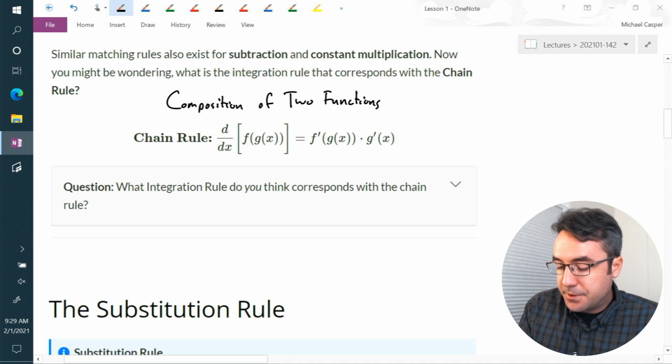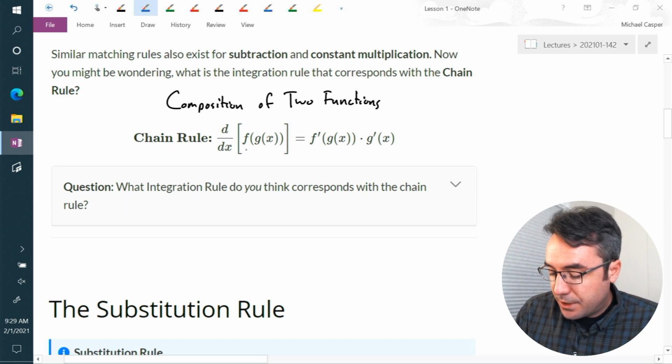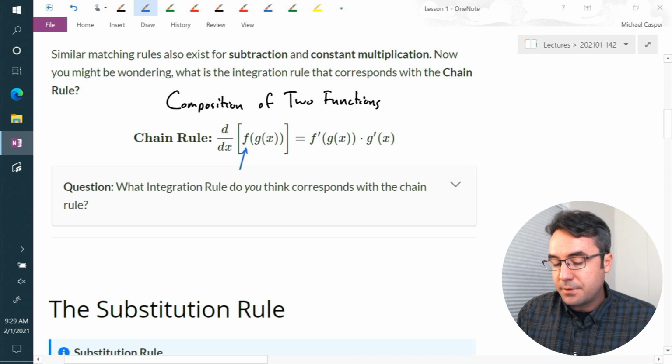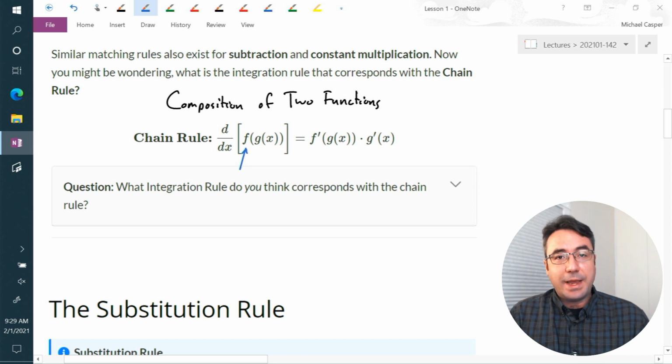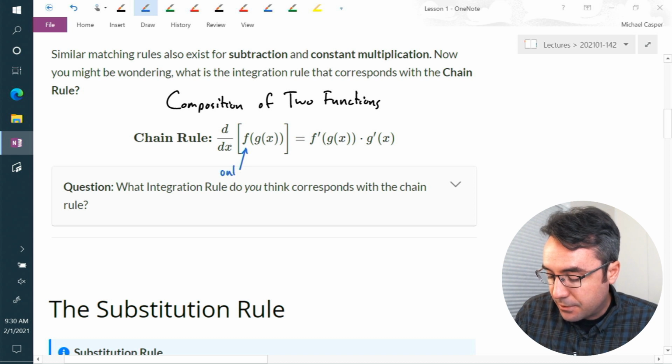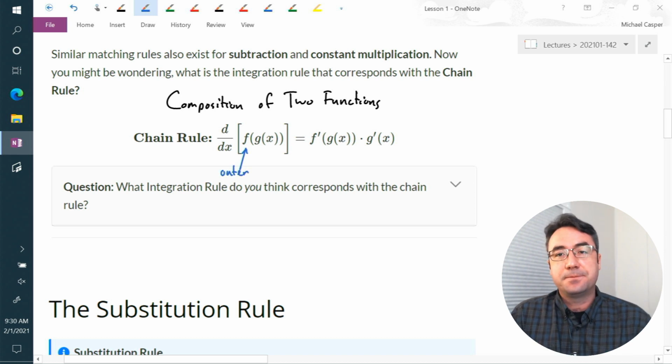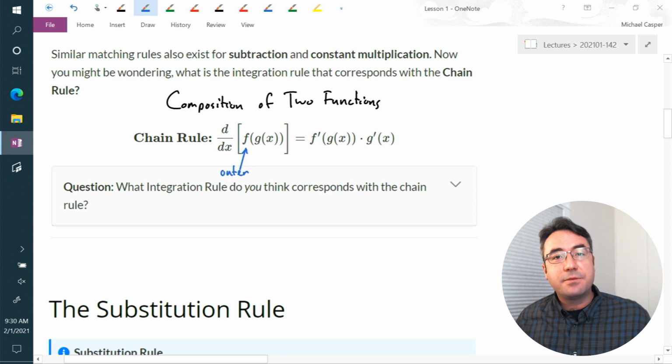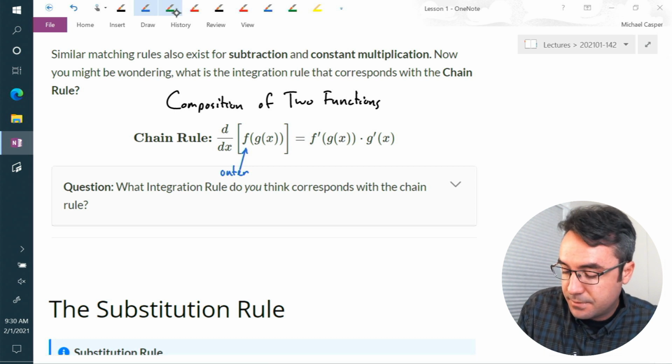The terminology was that we had the outer function. So in this formula here, our outer function is f. And then we also have an inner function.